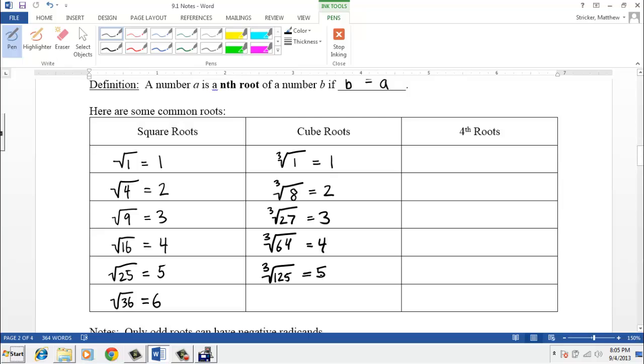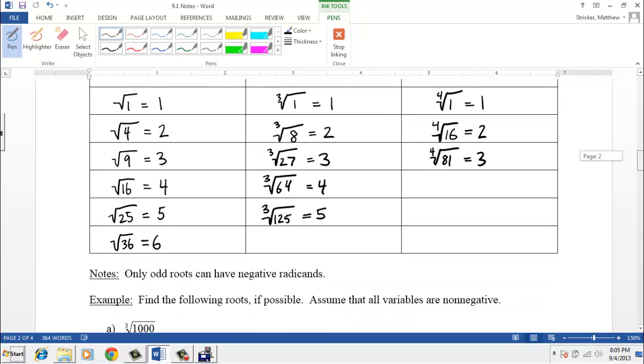And so again, 5 cubed is 125, 4 cubed is 64, 3 cubed is 27, and so on. Then we can talk about some of the fourth roots. The fourth root of 1 equals 1. Fourth root of 16 is equal to 2. Fourth root of 81 is equal to 3. And we could go on, but this kind of gives you an idea of some of the common roots.